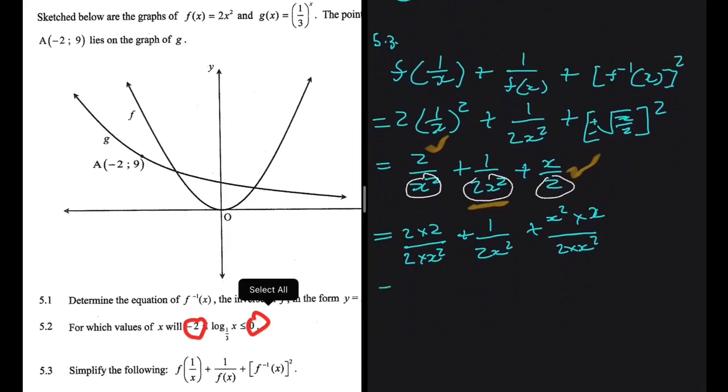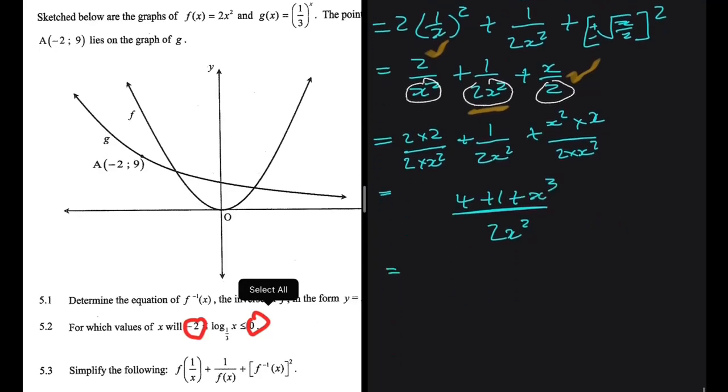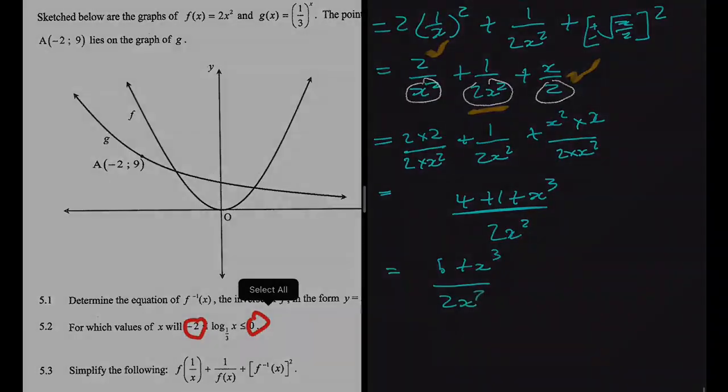So now we have the same denominator, which is 2x squared, and then 2 multiplied by 2 will be 4, plus 1 plus x squared multiplied by x, that will just be x to the 3, right? So this will all equal (5 plus x to the 3) divided by 2x squared.